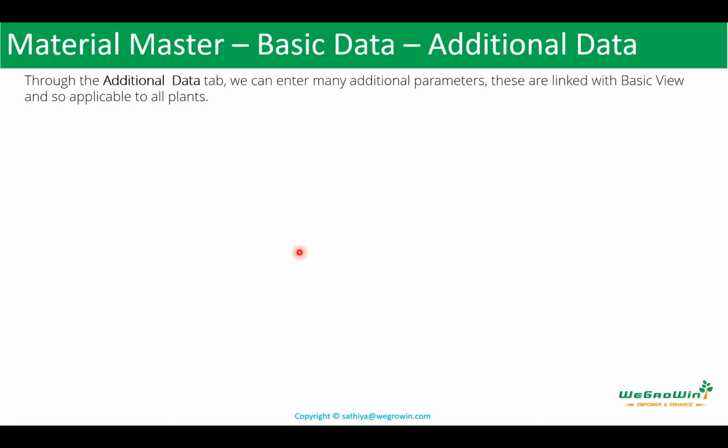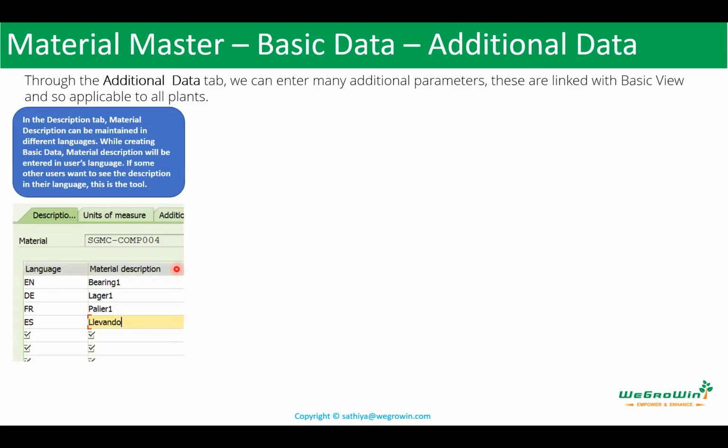And then through the additional data tab, we can enter many additional parameters in the Material Master. When I go to the additional data tab, I can define the language also. For example, in English it is bearing 1, but in German it is this word, in French this, in Spanish this. So when the user logs in with a specific language, they will see the details in their language. So we can maintain the languages here.